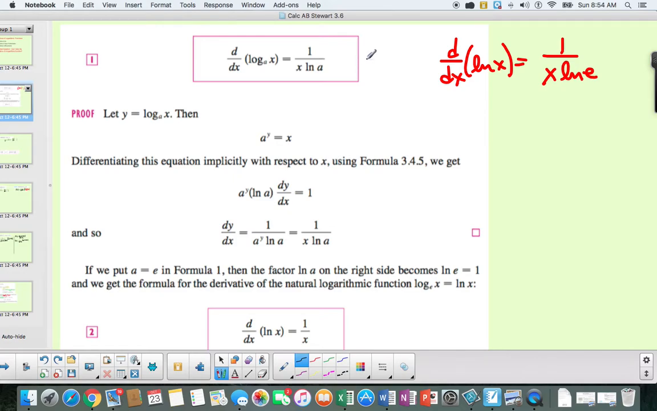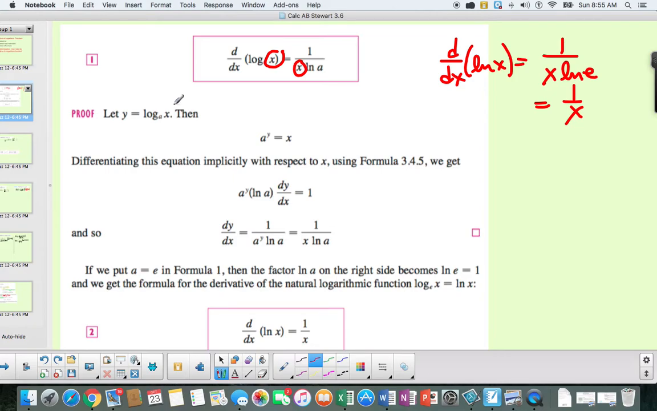In common terms, I just say 1 over the argument, and in the denominator times the natural log of the base. Now, if you're working with natural log of x, then your base is e. So this will be 1 over the argument times natural log of e, and we know that the natural log of e is 1. So this will simplify to 1 over x.